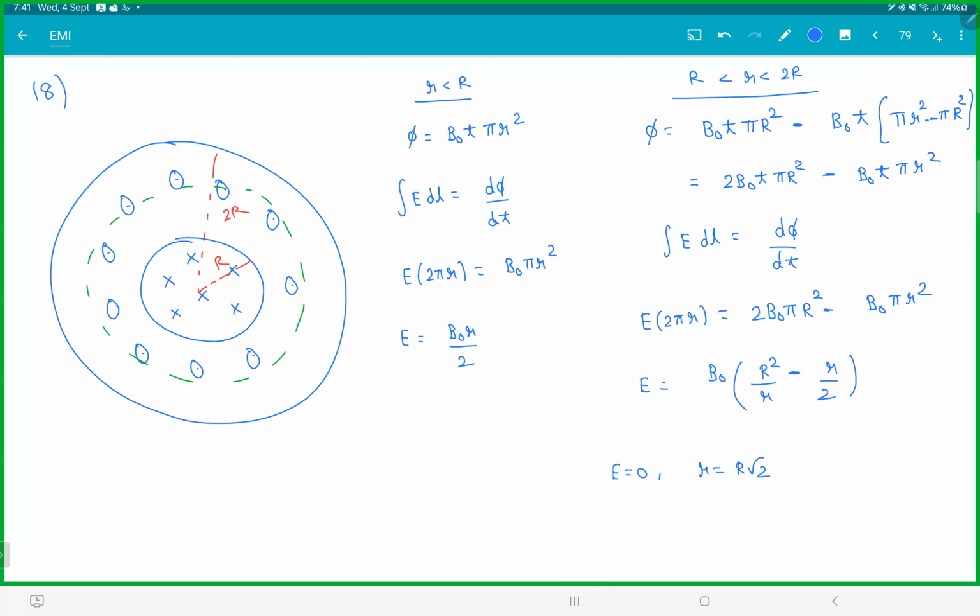So that means at R root 2, the sign will change for the electric field. The electric field will go in one direction and then suddenly start rotating in the other direction. And you can clearly see here, initially flux is increasing, so the B induced must be out of the plane. So initially the field lines will look like this.